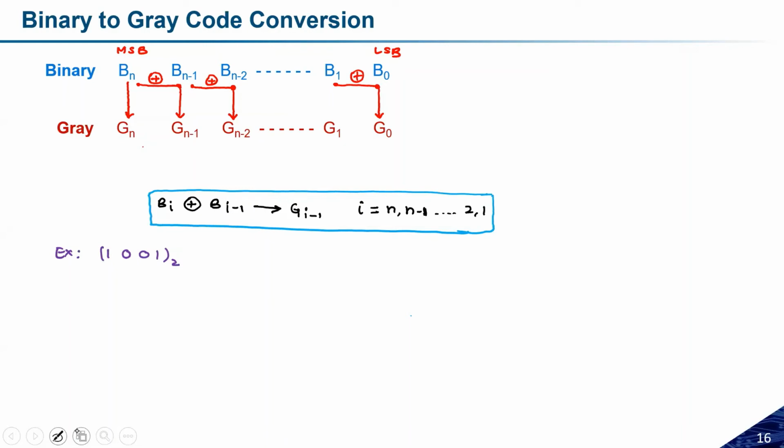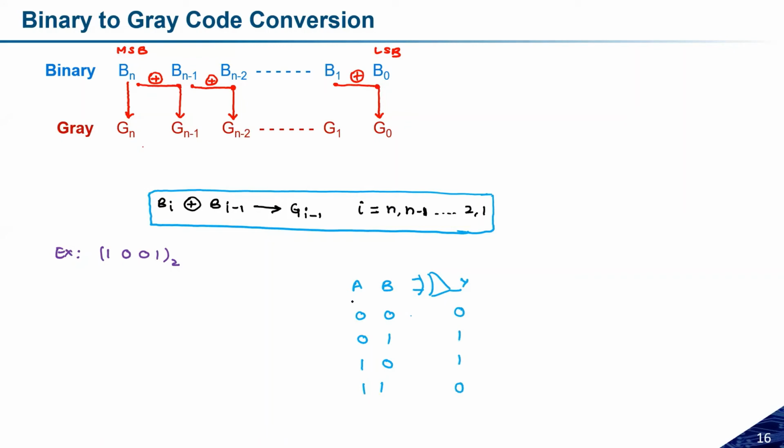Before that, I need to explain how this XOR operation works. Suppose I have two inputs, A and B, and I am XORing these two. Let us see what the output is. Let us assume the inputs are 0 0, 0 1, 1 0, and 1 1. The property of XOR is that it gives logic 0 if the number of ones is even, and for odd, it gives logic 1. So this is the truth table for the XOR.